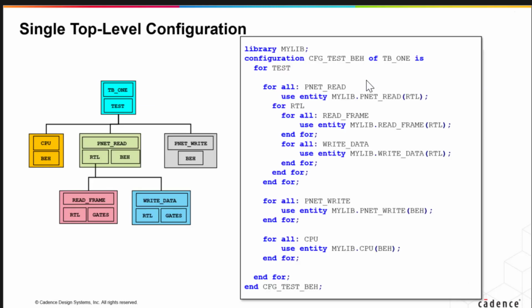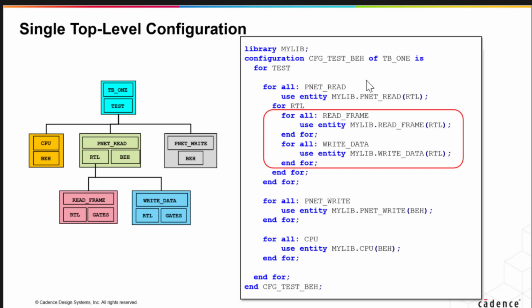The first style of configuration organization is the single top-level configuration. In the example, the architecture RTL of entity pnet read contains a further hierarchy, read frame, and write data components which require configuring. Therefore, once we have specified using entity pnet read and architecture RTL for all instantiations of the component pnet read, we must then configure the components in architecture RTL.